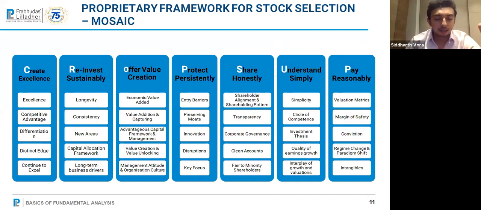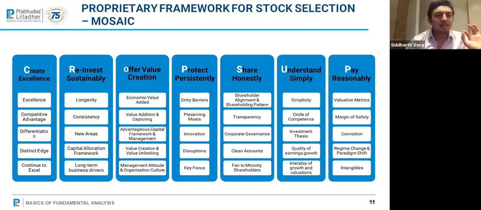इसमें 6 points है. Create excellence, reinvest sustainably, value creation, protect persistently, share honestly, understand simply, and pay reasonably. Create excellence मतलब कंपनी ने कुछ फॉर्म में excellence create करना ही चाहिए. Distribution, market share, margin, returns, cost structure, kidhar na kidhar it should be an excellent company.